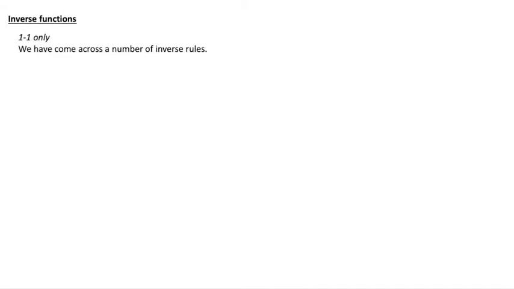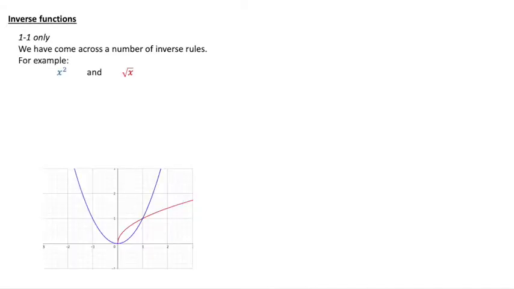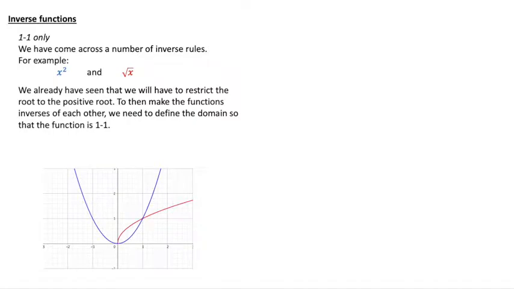We've come across a number of inverse rules. For example, we have x squared and root x. Now, we've already seen that for the square root, when we're talking about functions, we generally restrict to the positive root. But to make the functions inverses of each other, we would need to define the domain, if we're looking at x squared, so that the function is one-to-one.